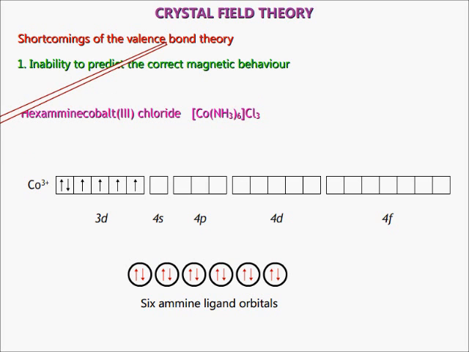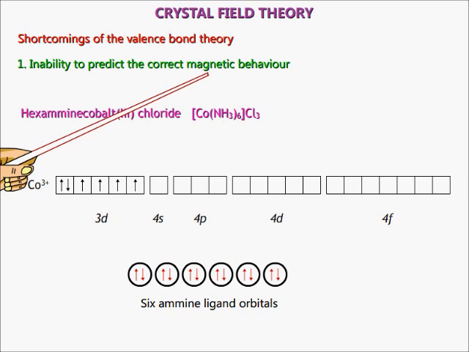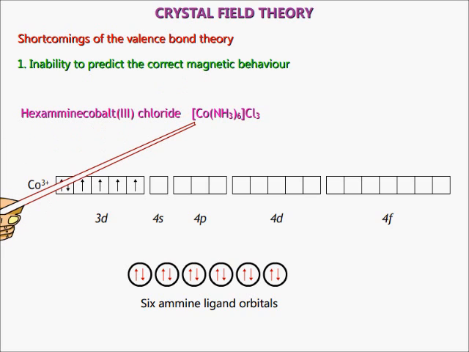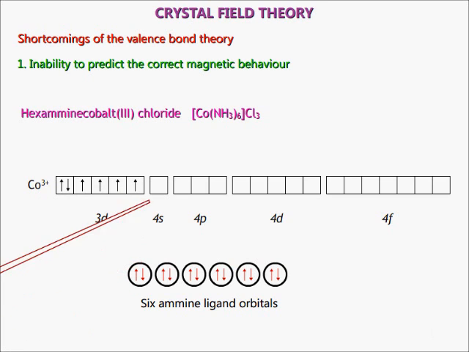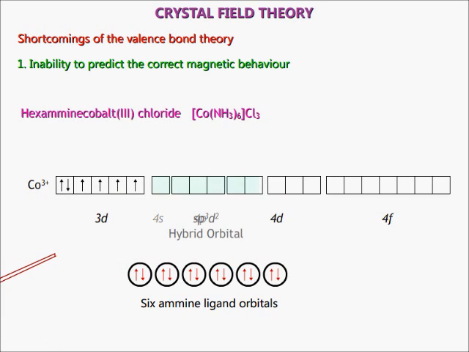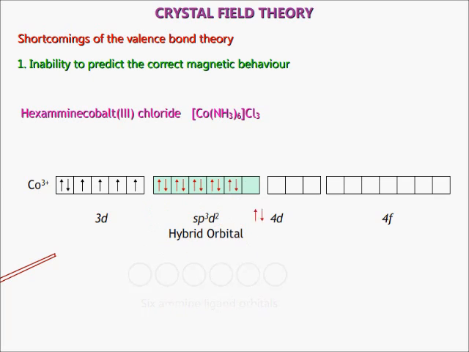The valence bond theory cannot correctly predict the magnetic behavior of a coordination complex. See the hexaamminecobalt(III) complex ion. The Co3+ ion has its electronic configuration as follows. The 6 amine ligands are expected to bond with these empty orbitals in what is called sp3d2 hybridization.